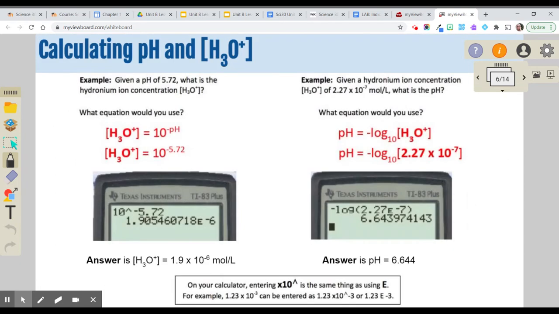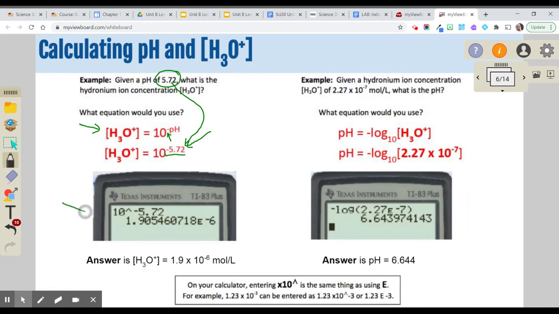So let's try a few examples. Here's the first example: you're given the pH of 5.72 and you want to find the hydronium ion concentration. So here's the equation you're going to use: hydronium ion concentration is equal to 10 to the negative pH. You're going to swap out the pH for the actual value of the pH that you're given. And remember, in the formula, it's negative pH. So that 5.72 is now negative 5.72 in your formula. So watch out for that.